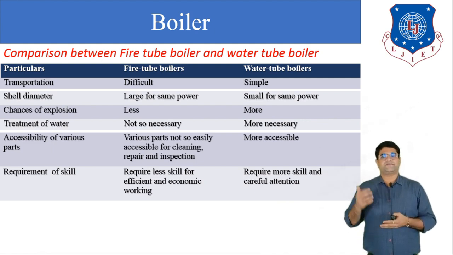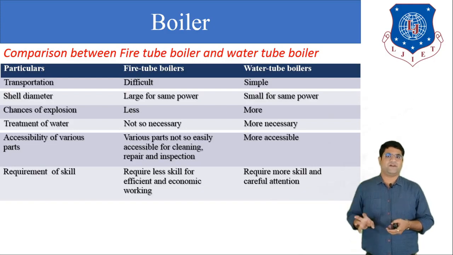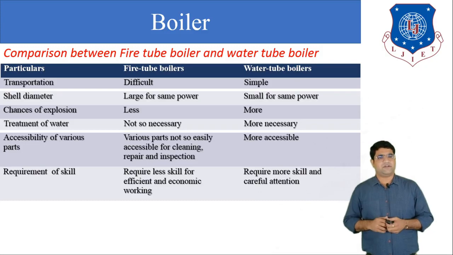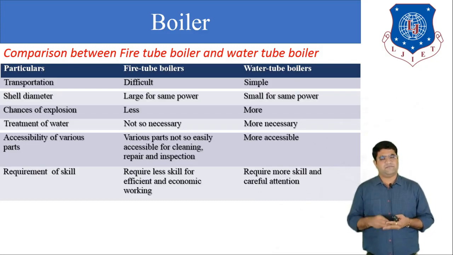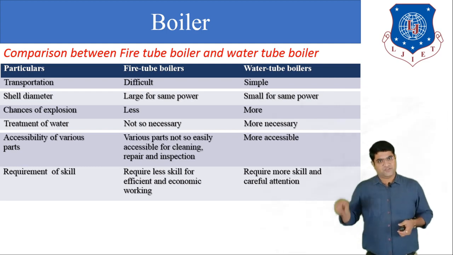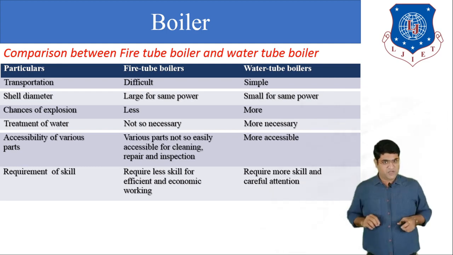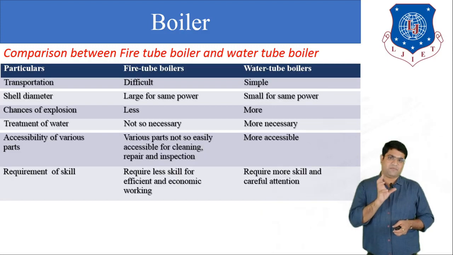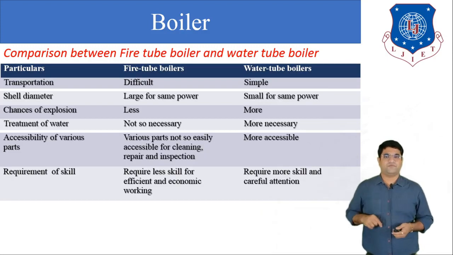Okay, now our next difference is the transportation. We can say that transportation is very difficult in the case of the fire tube boiler. In the water tube boiler it is simple. Next, the shell diameter. Here the shell diameter is large for the same power, because in the shell you have to fit the fire tubes. So the shell diameter is large compared to the water tube boiler.